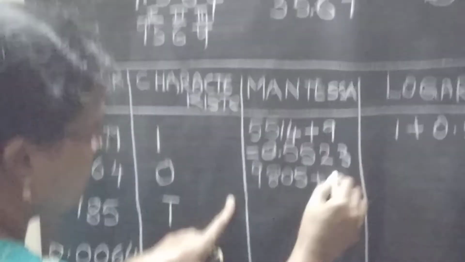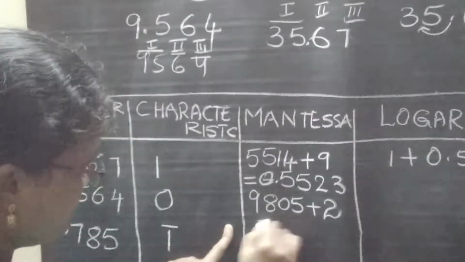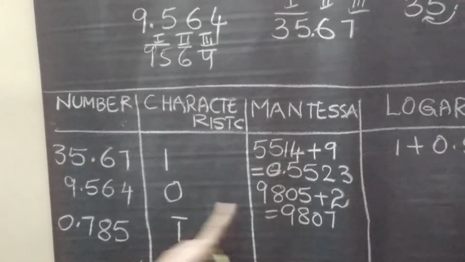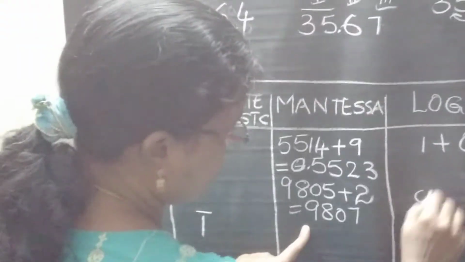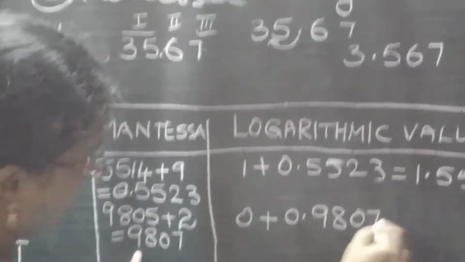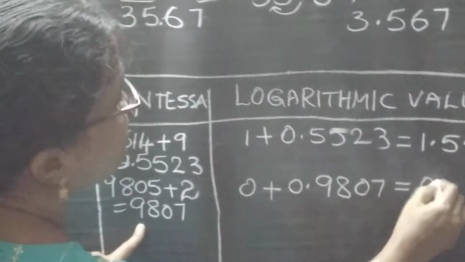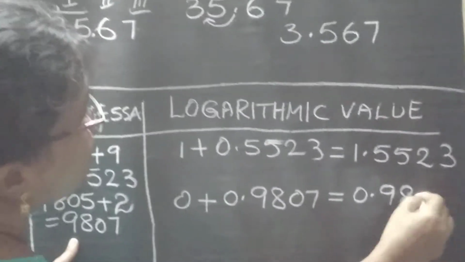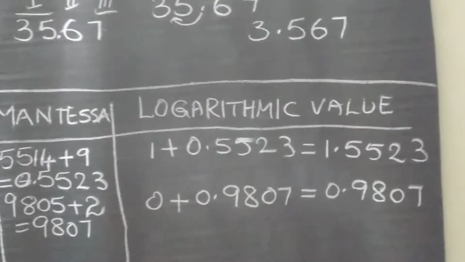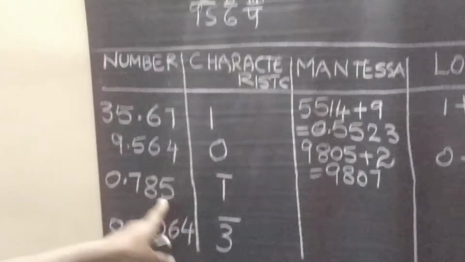So 9805 plus 2, its value is 9807. We have to add the characteristic and mantissa value. So 0 plus 0.9807 is equal to 0.9807.